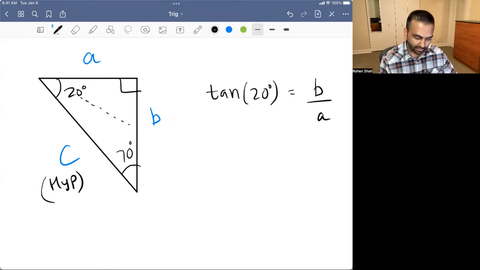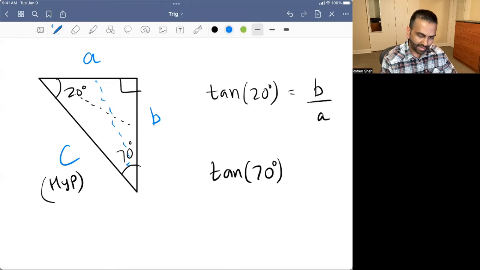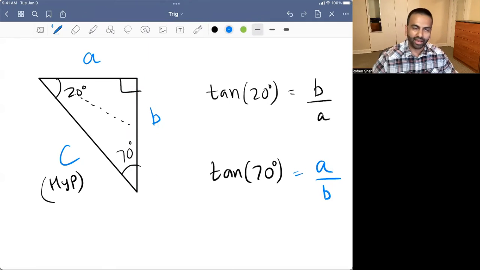But within that same triangle, if we were to look at a different angle, the 70-degree angle, now for 70, the opposite is going to be A. The hypotenuse is still C, though. So the opposite, as we said, is A. And now the adjacent, the one next to it, is B. So again, that's just applying tangent. It's really just the exact same procedure as sine and cosine, except now you're not using the hypotenuse as a part of it.